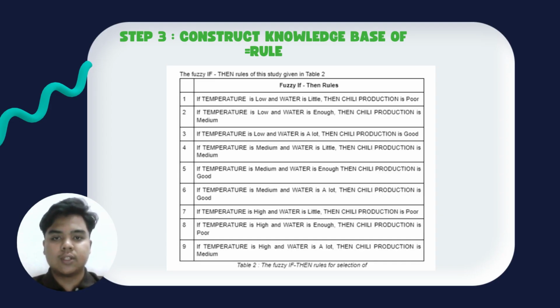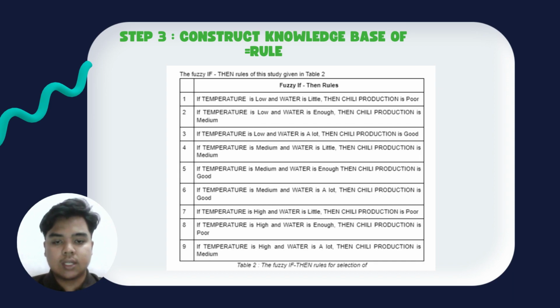For step 3, construct the knowledge base of rules. The table shown is the fuzzy if-then rules of this study. The first rule: if temperature is low and water is little, then chili production is poor. Second rule: if the temperature is low and water is enough, then chili production is medium. Third rule: if the temperature is low and water is a lot, then chili production is good. Fourth rule: if the temperature is medium and water is a little, then chili production is medium.